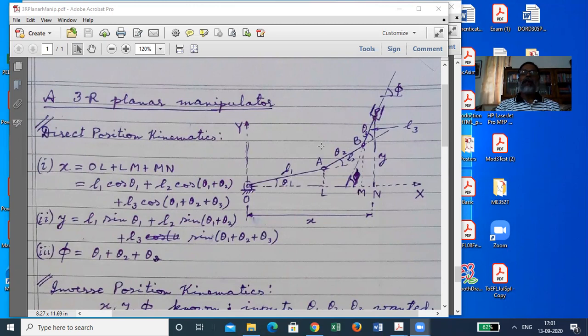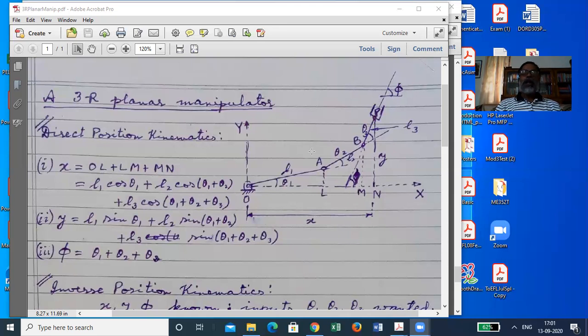Then find the position and orientation of the hand. Position means the x and y coordinate of the reference point here, that is this x and this y, and orientation is the direction of this last link, which is the hand. If you extend that and cut the x-axis, then you get this angle phi. Since this has become dirty, I have reproduced a phi here.